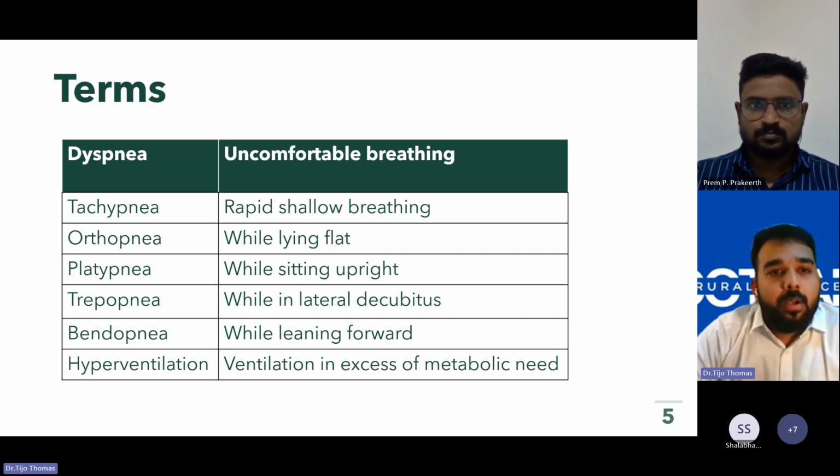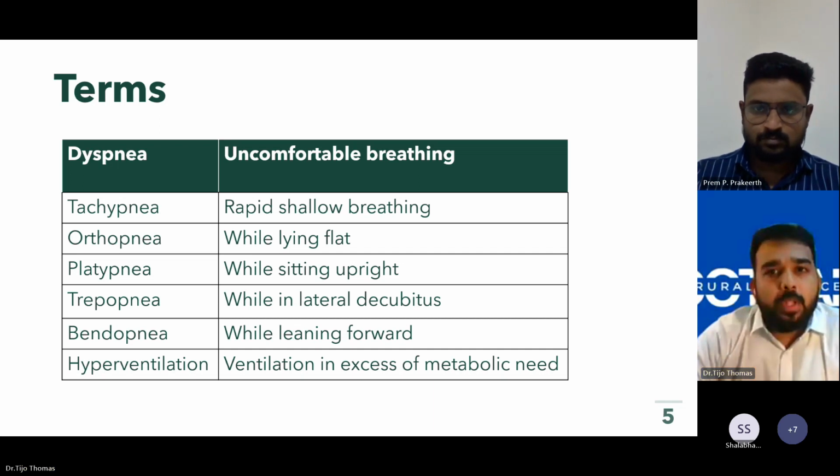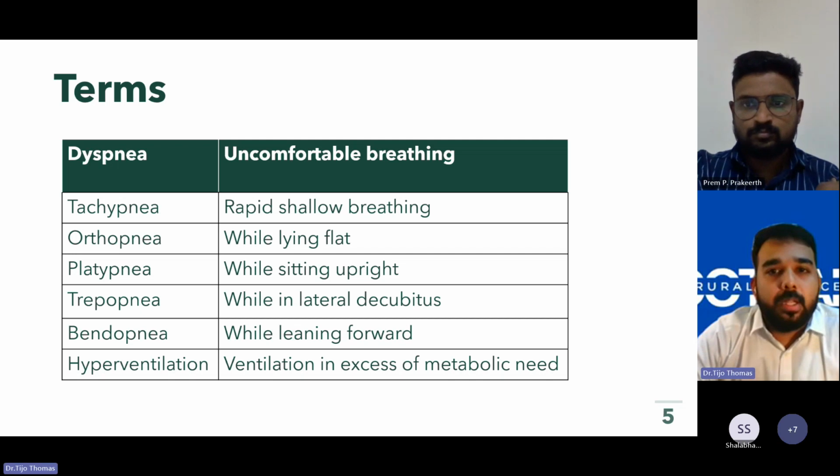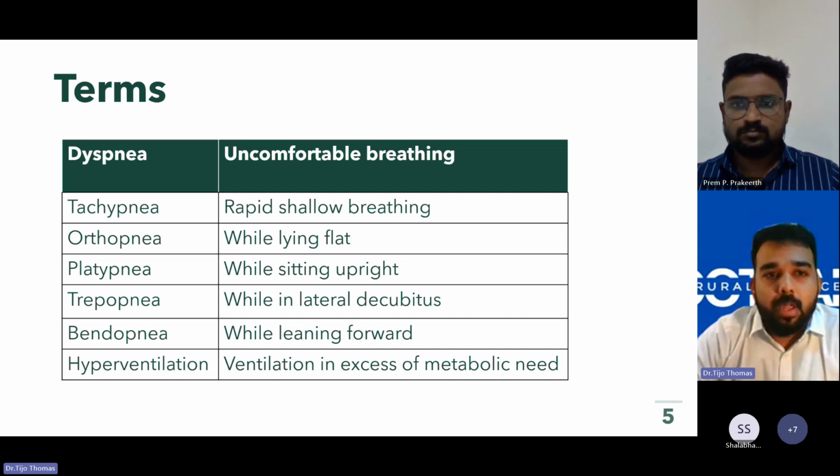Trepopnea is breathlessness while in lateral decubitus, when the patient is lying towards the side, which is most commonly seen in unilateral lung diseases, and the patient prefers to lie and sleep on the opposite side of the diseased lung. As with gravitation, the perfusion and ventilation increases. An exception to this is pleural effusion, where the patient will sleep on the same side.